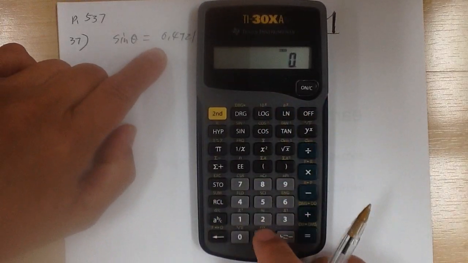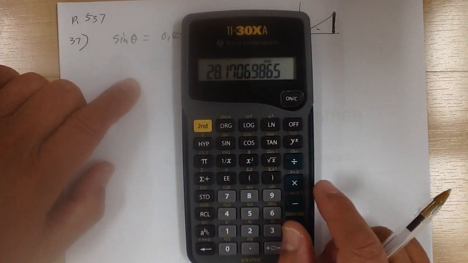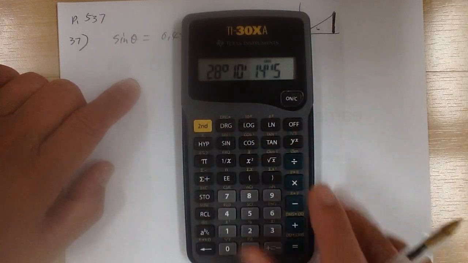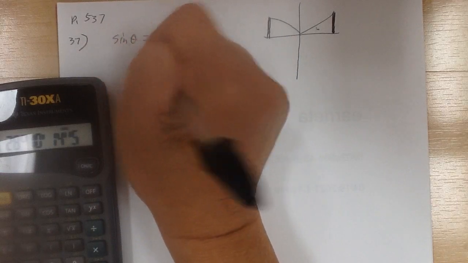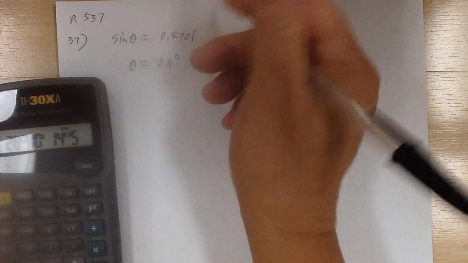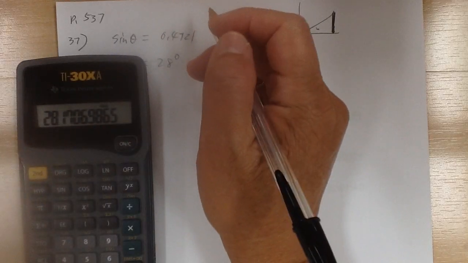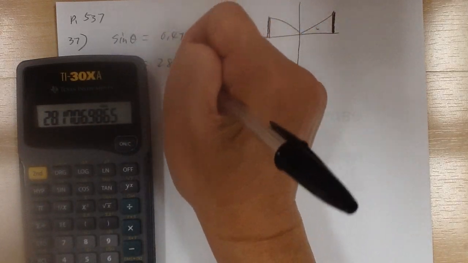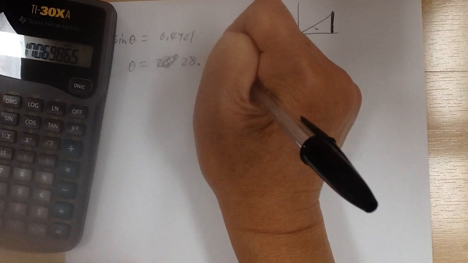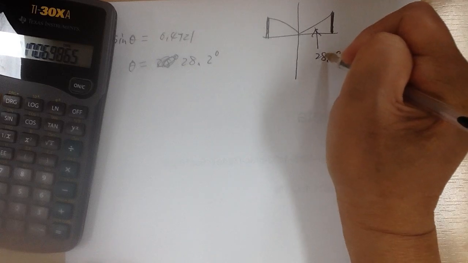So 0.4721, you go second sine, and you have to convert this into DMS. So the first one you're going to get is theta equal to 28 degrees. They use the decimal, so convert back, to the nearest tenth. So it'd be 28.2 degrees. So that is this one here. So that's 28.2 degrees.